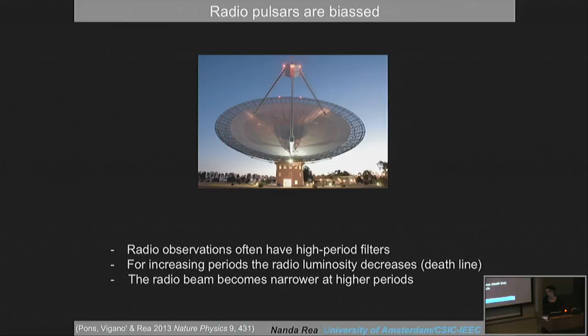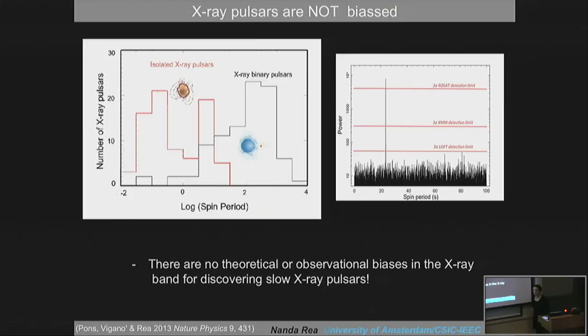Other biases are instead physical. The radio luminosity of those objects is highly dependent on their spin period. So the slower the period, the lower the luminosity, which means the lower the probability of detecting them. However, in the X-ray range, we don't have any bias. So the 12-second limit for X-ray pulsars is intrinsic, because there is no bias observationally and no bias physically. In principle, if there were X-ray pulsars slower than 12 seconds, we should have seen them so far.